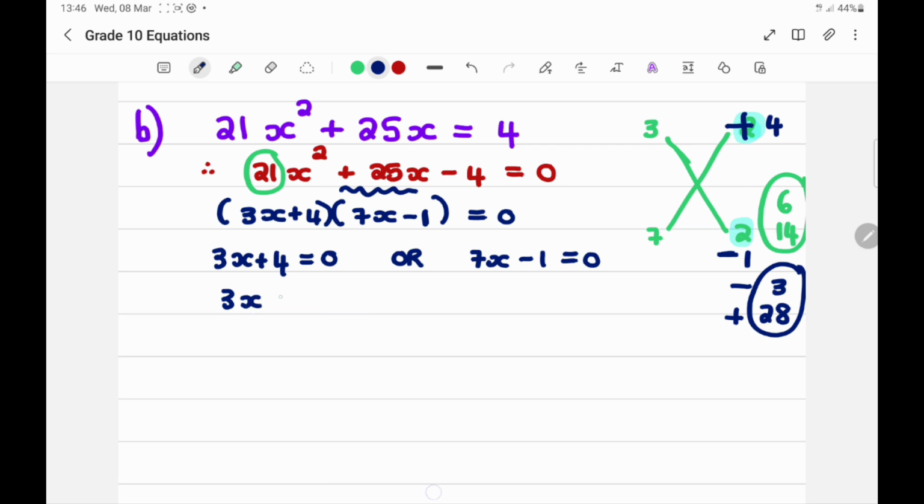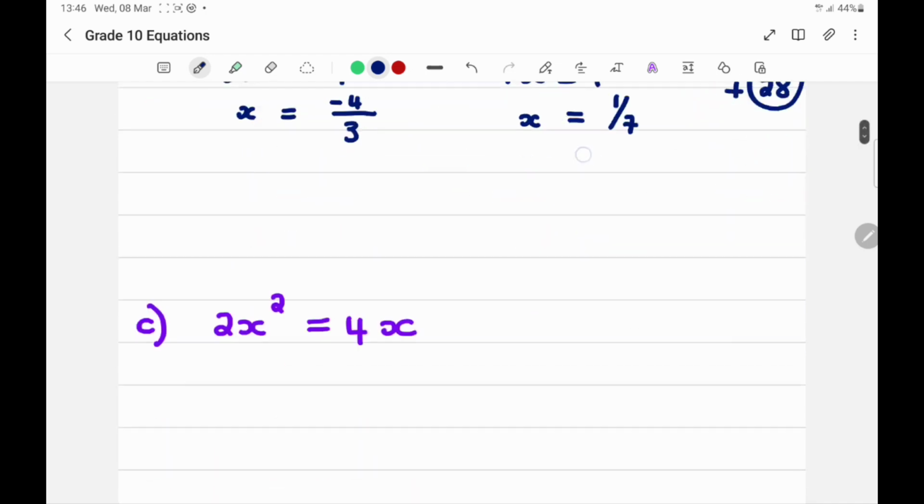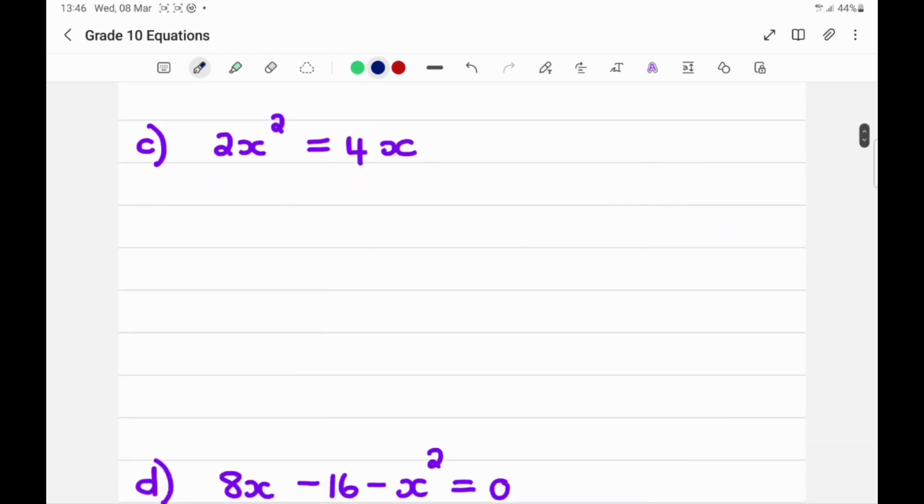With these ones, you would rather want to write out the steps than to make a mistake. How do I get x alone? I divide by 3 on each side. How do I get x alone? I divide by 7 on each side. Cool beans. Okay. Number C.